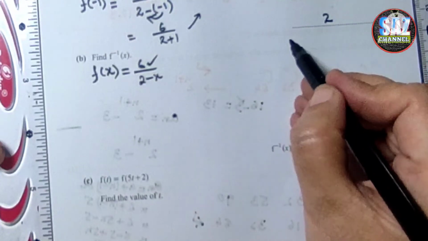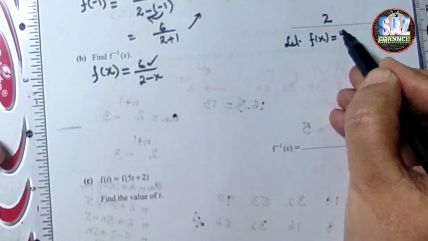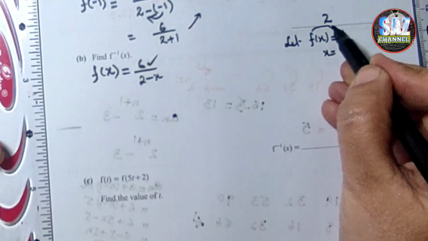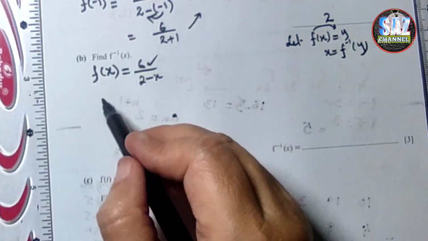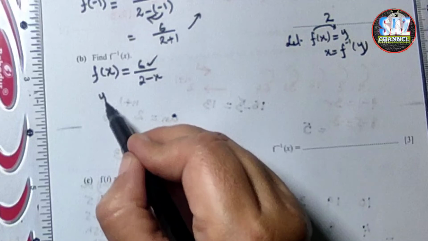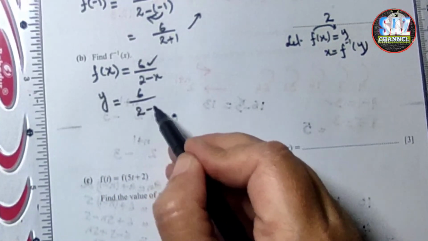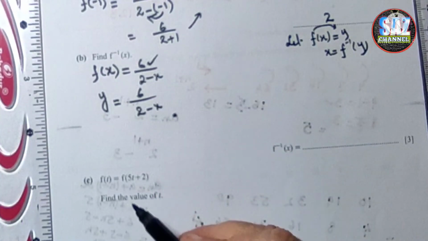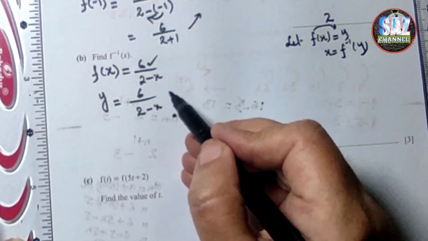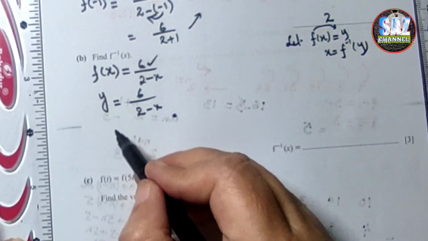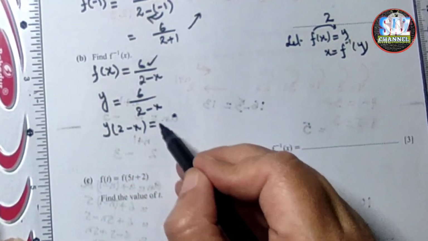Okay, and we suppose that f of x equals y and x equals f inverse of y. Now in order to find f inverse of x, we have to replace f of x by y, 6 over 2 minus x. Recall my previous lesson: in order to find the inverse, we have to make x the subject of the formula. Go for cross multiplication: y into 2 minus x equals 6.